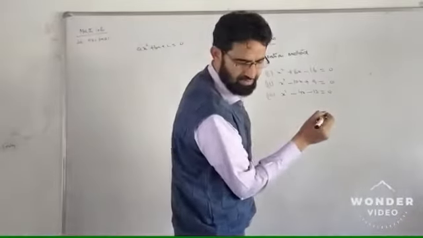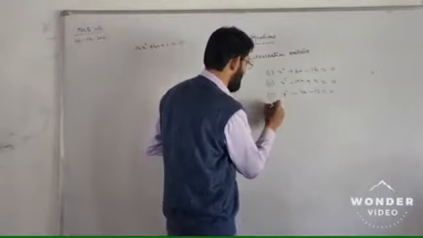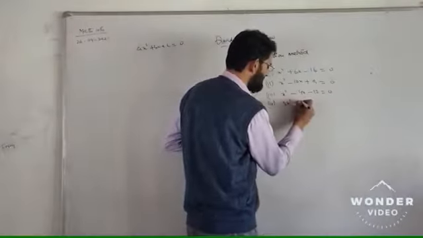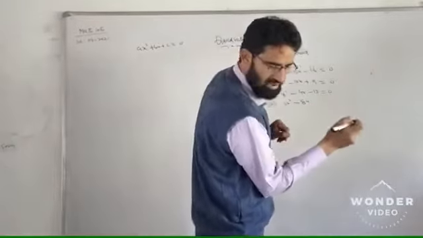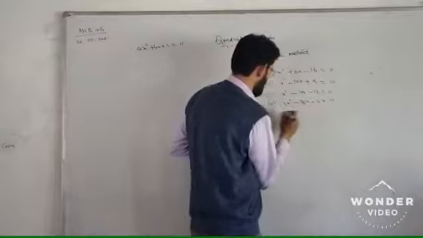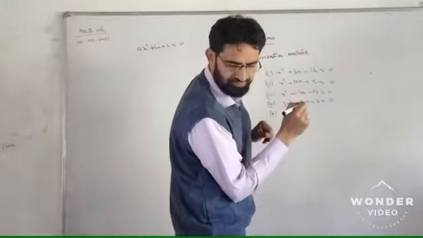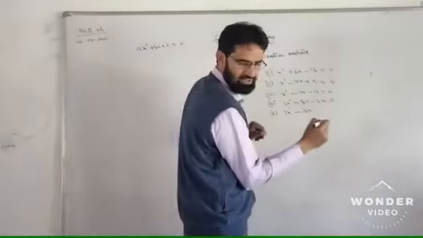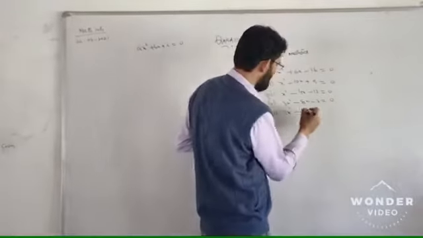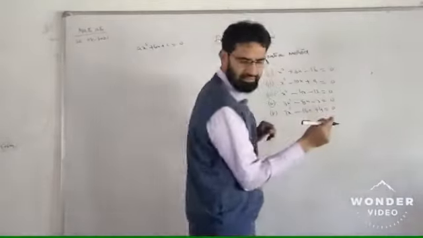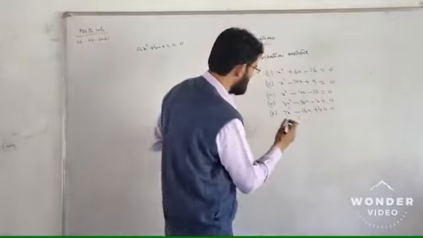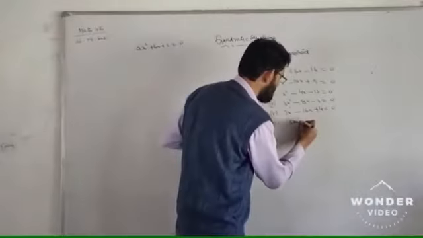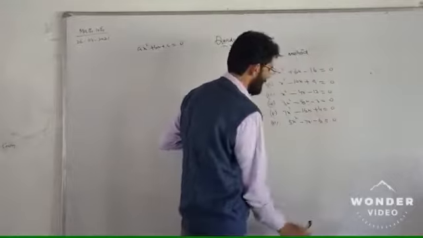12 is equal to 0. And question number 4 is 3x square minus 8x minus 3 is equal to 0. And the fifth part is 7x square minus 16x plus 4 is equal to 0. And the last part, the sixth part, is 5x square minus 7x minus 6 is equal to 0.